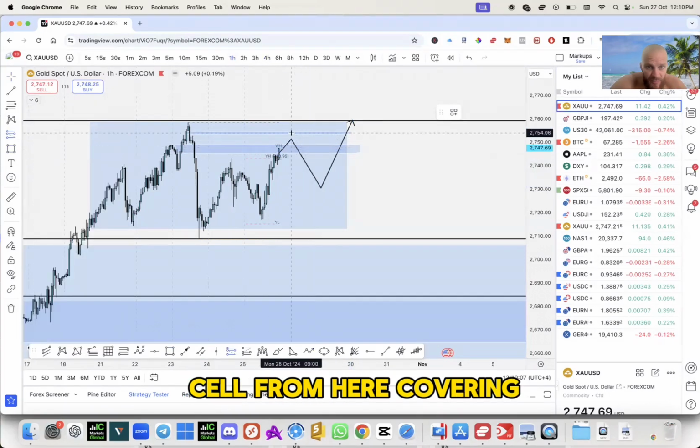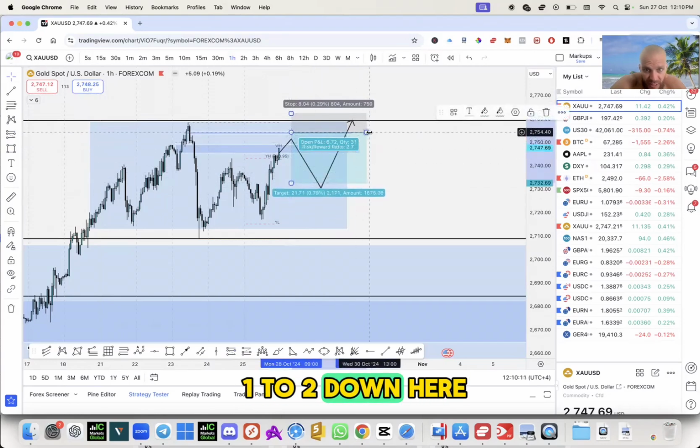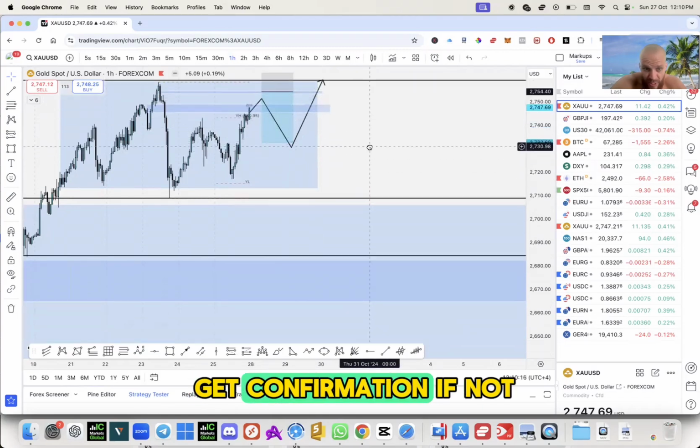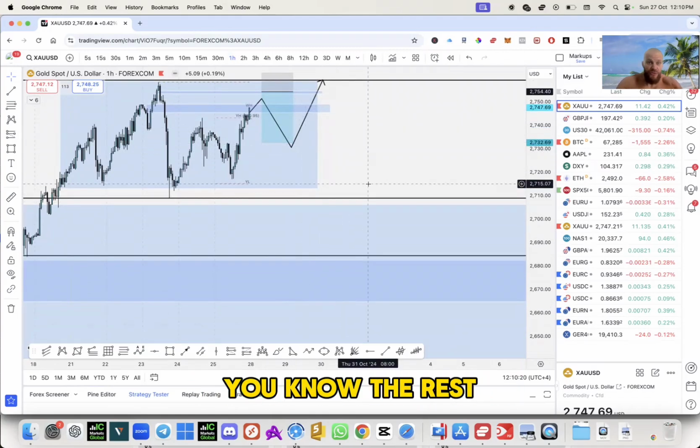Look to take a sell from here, covering that high, get at least a 1 to 2 down here, wait for the reaction, look to take price back up if we get confirmation. If not, wait for price to get down here. And guys, you know the rest. So guys, that is the forecast.